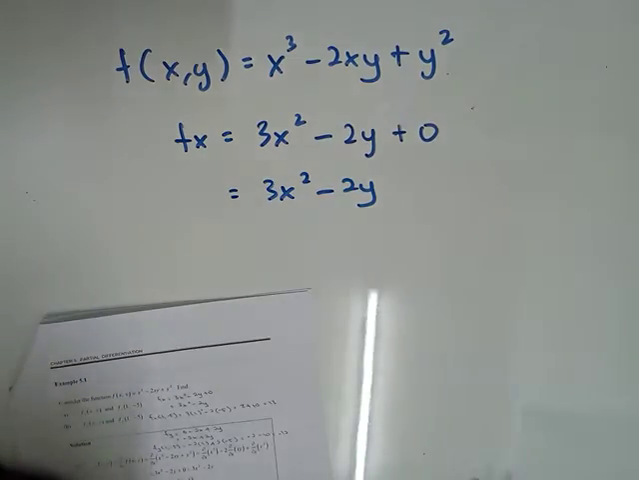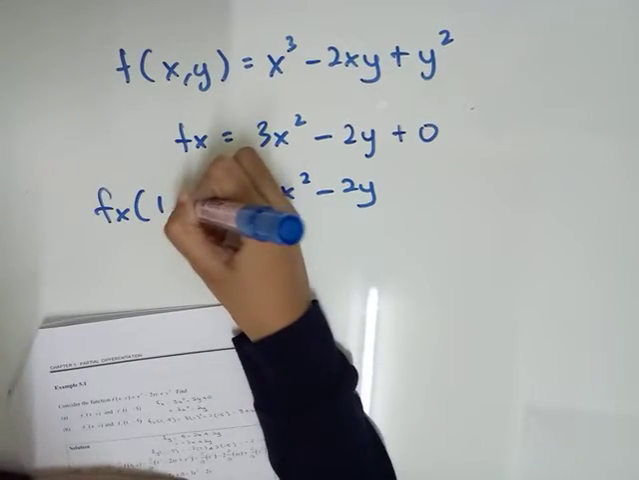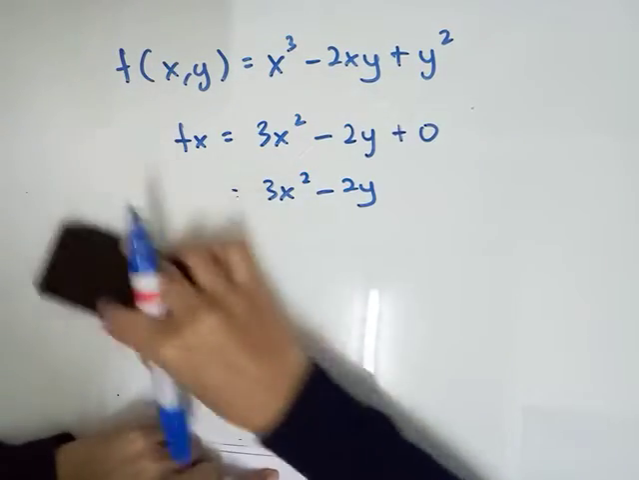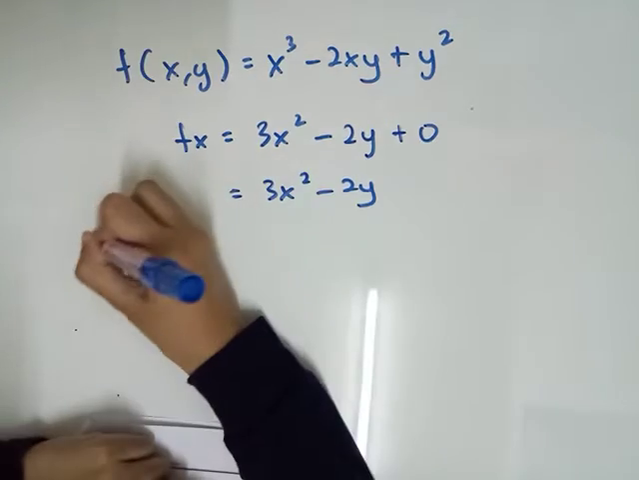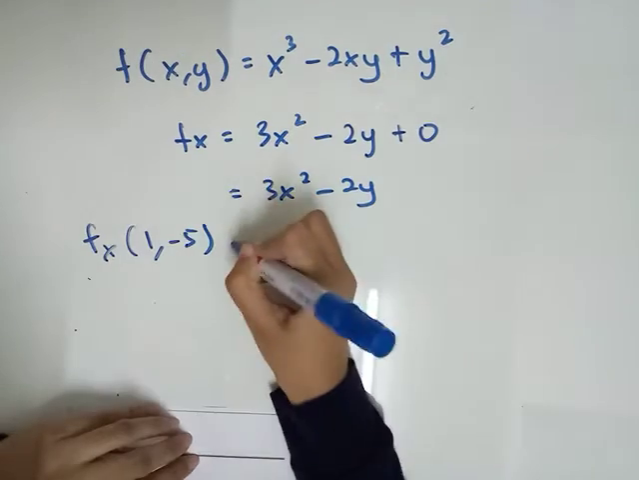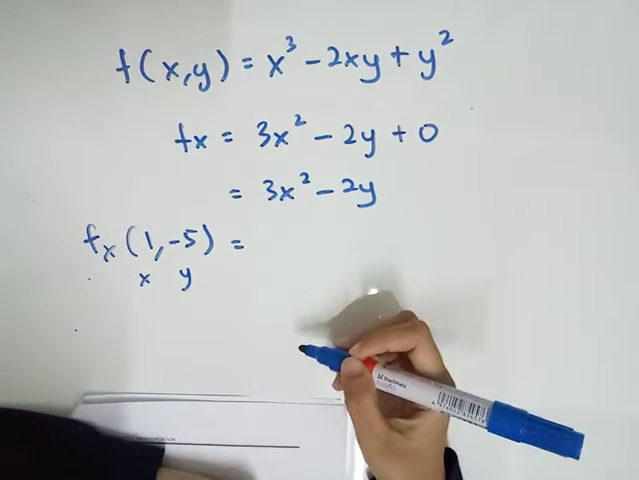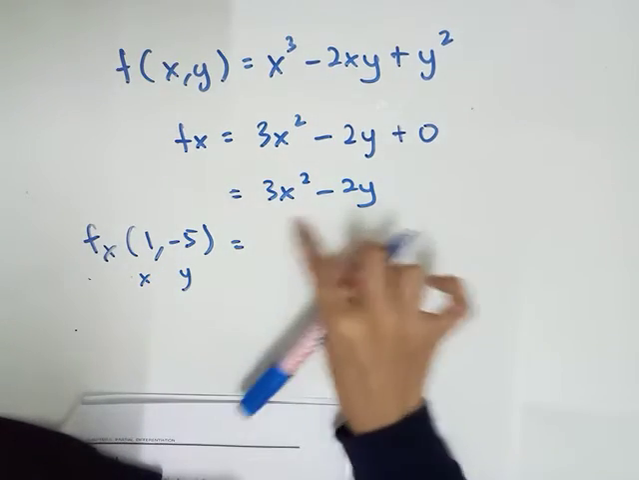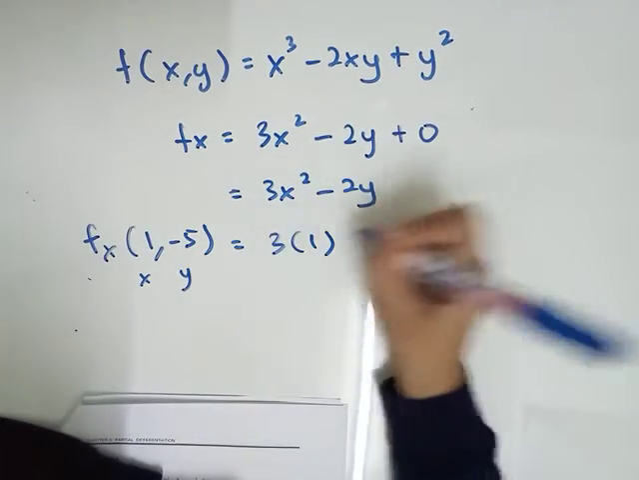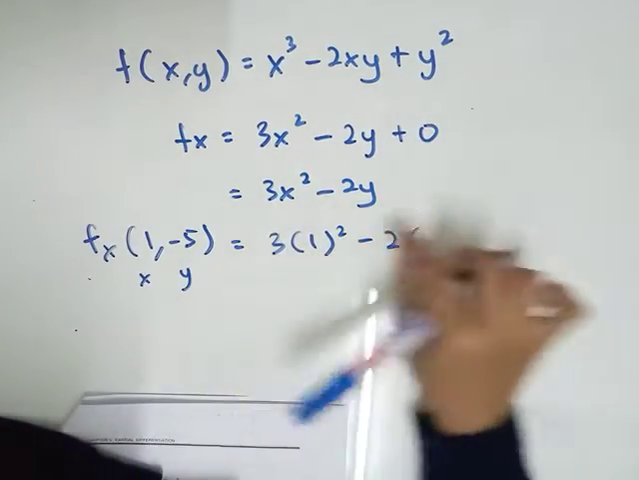Then we need to find the partial derivative with respect to x at the point (1, -5). That means we know that this one is the value for x, this one is the value for y. So substitute the values of x and y into this equation. So 3 times, when x equals 1, squared, minus 2 times -5. Substitute into y.